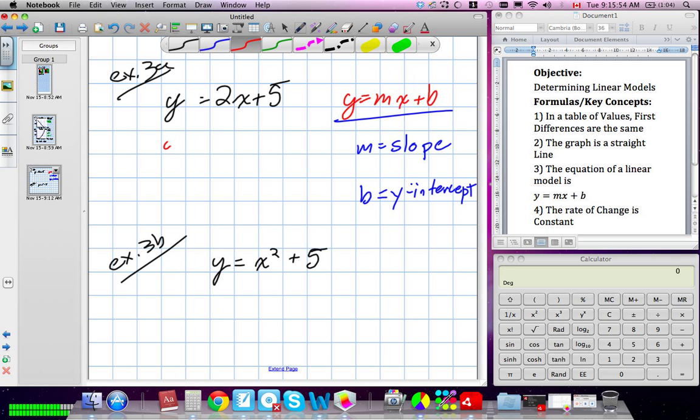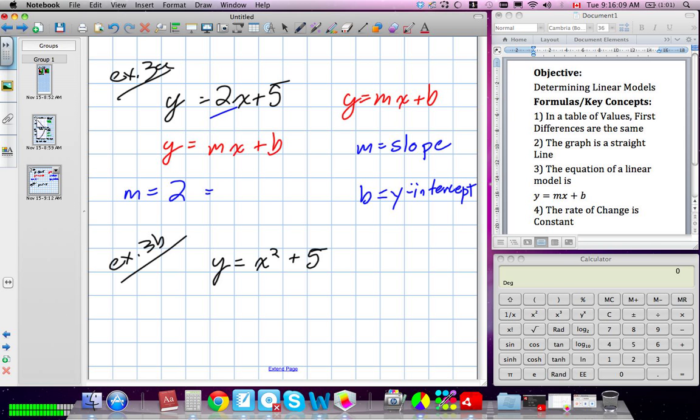In this case, what would be our slope for example 3a? 2. When you write slope out, so m is equal to 2, it's also equal to rise over run. And we're going to put that in our formulas. What would my rise be if my slope is 2? 2 over 1. And my run is 1. You would just turn it into a fraction. And a whole number is a fraction. You just put it over 1.